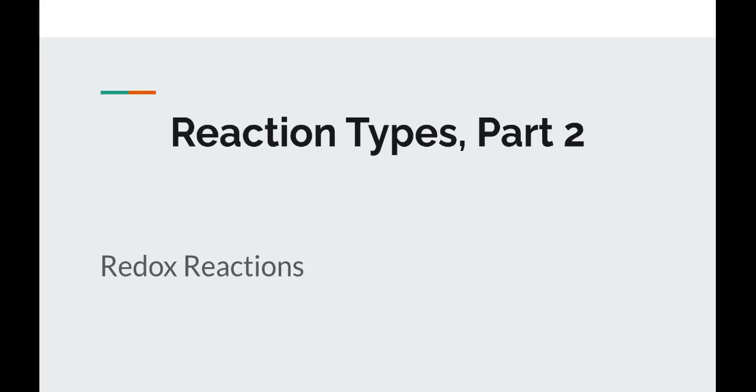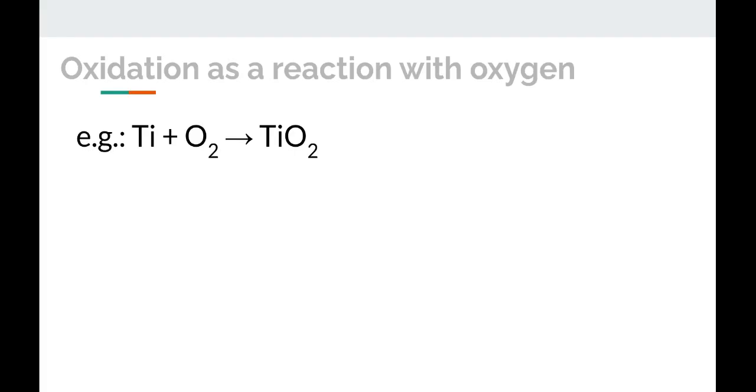In the last video, we talked about precipitation reactions and acid-base neutralizations. That's one category of reactions, and in this video, we're going to explore the second main category of reactions, which is called redox reactions. Redox is short for reduction and oxidation, so there's two halves of a reaction that's going on here. Let's first look at what oxidation is.